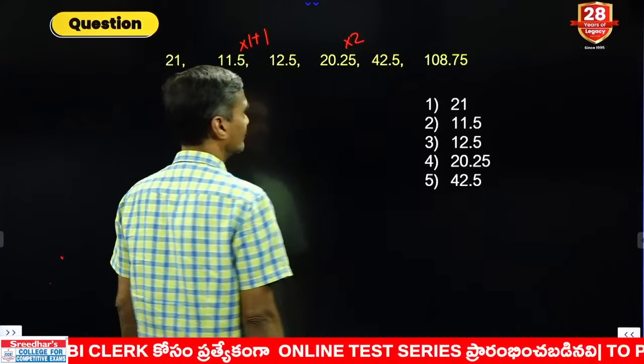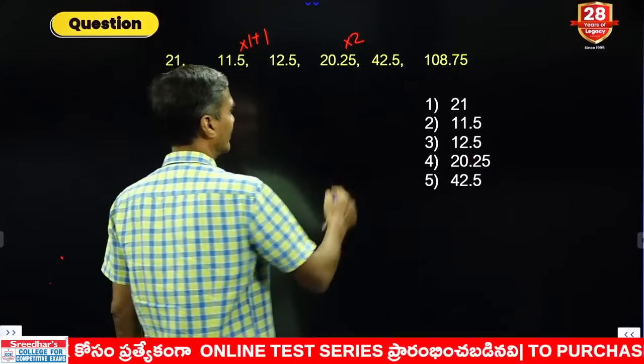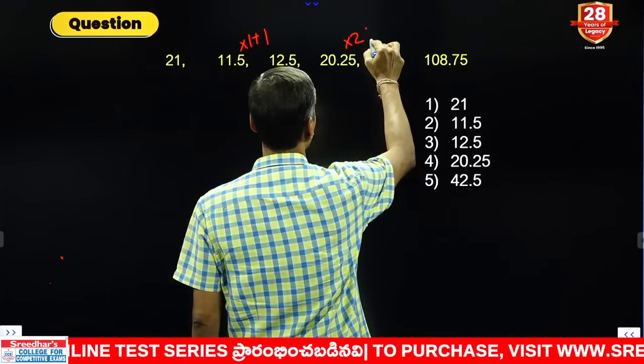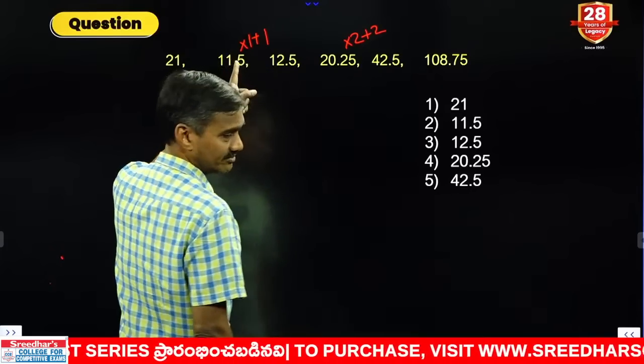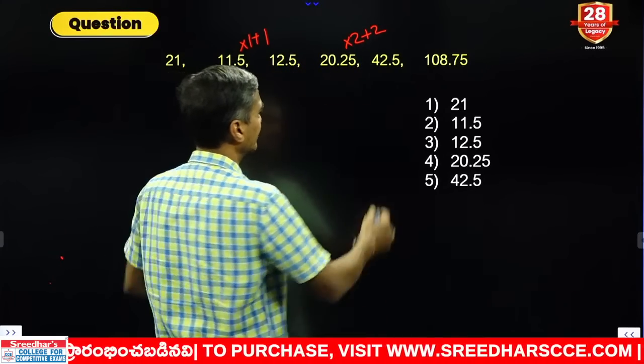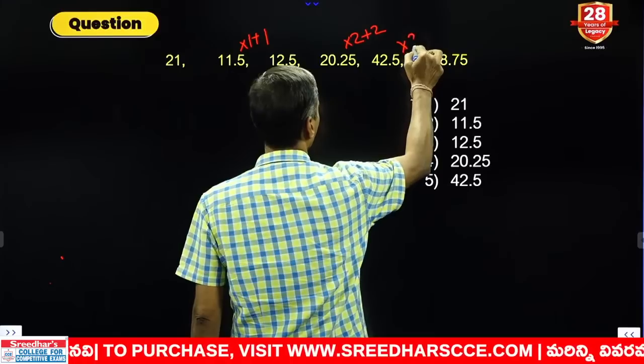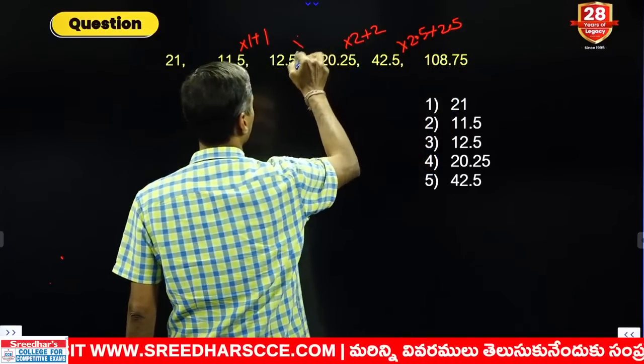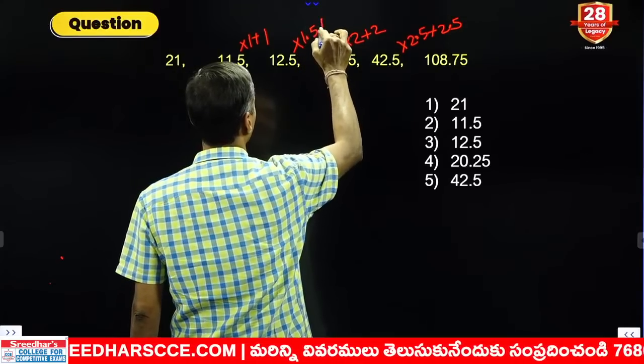20.25 into 2 is how much? 40.5. 40.5 plus how much? And 40.5 plus 2, into 2 plus 2. Here it came into 1 plus 1, here into 2 plus 2. But here how much should it be? Into 2.5 plus 2.5. Then here it must be into 1.5 plus 1.5.